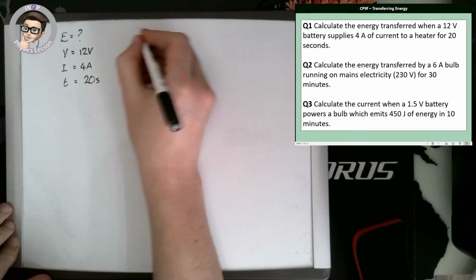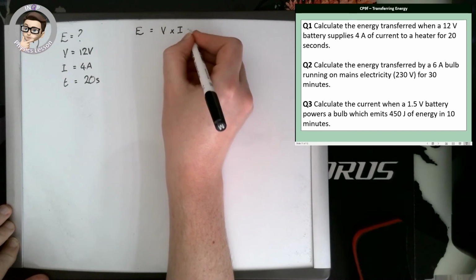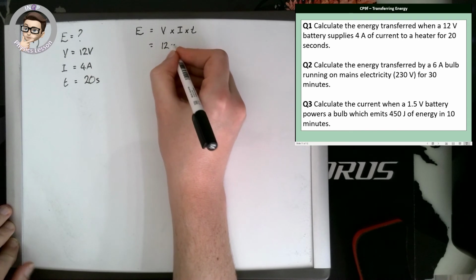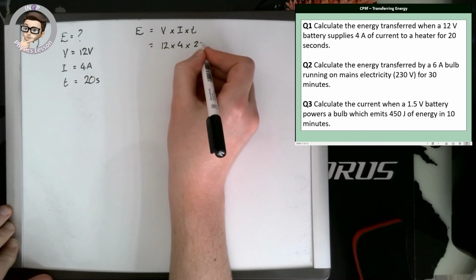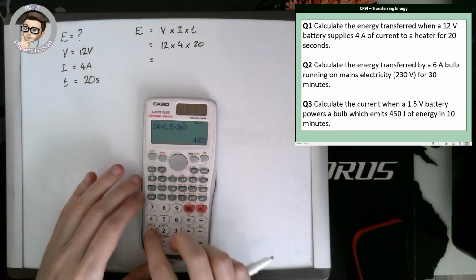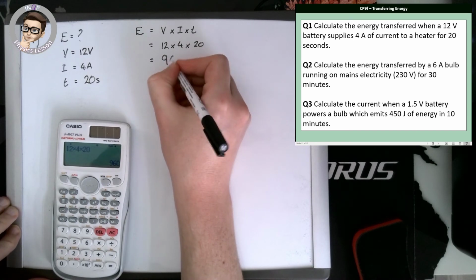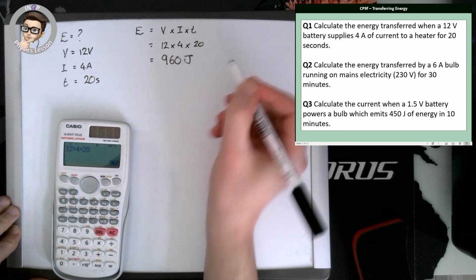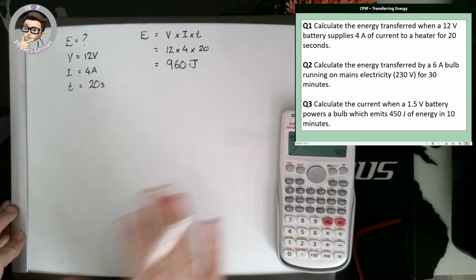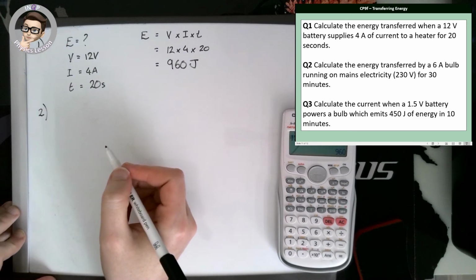So we're going to write our equation down. E equals V times I times T. Put our numbers in. 12 times 4 times 20. Using our calculator, 12 times 4 times 20 is going to give us 960 joules. Now in a real exam, that could even be 3 marks there, just for doing that. Question 2, let's make sure we've done this one as well.